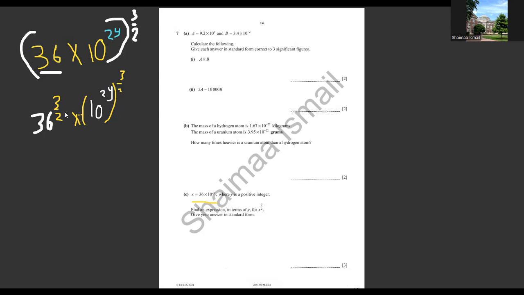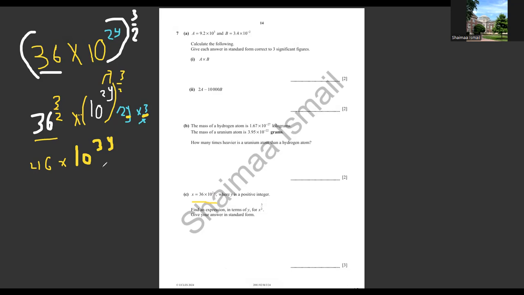So here we have 36 on your calculator. When you put it on your calculator, all to the power 3 over 2, it gave you 216. So this is solved, 216, multiplying by 10 to the power of 2y times 3 over 2, power over power, which you can work out outside here. That equals 3y. So here, 216 multiplying by 10 all to the power 3y, okay?